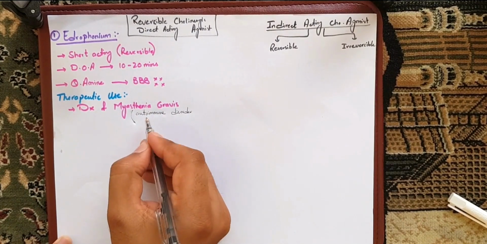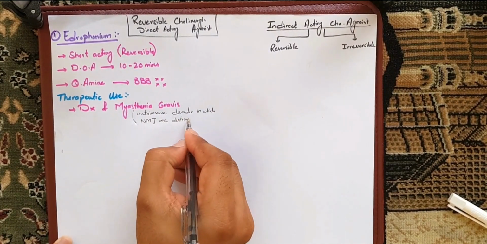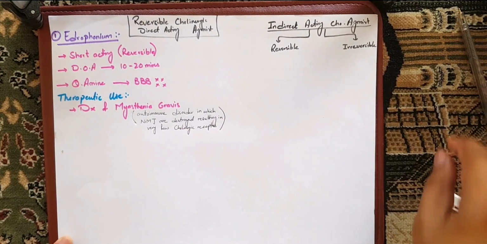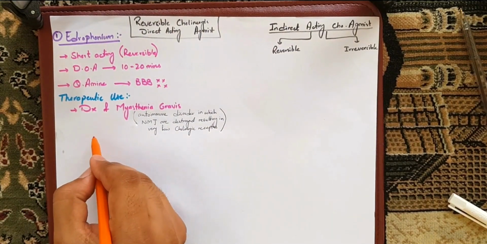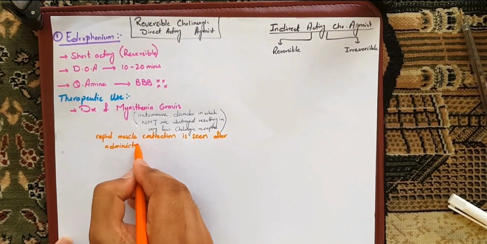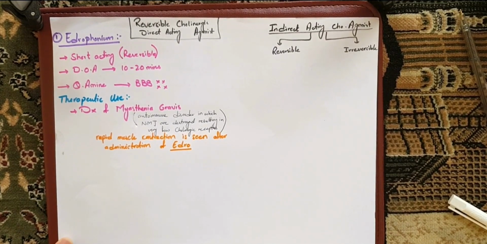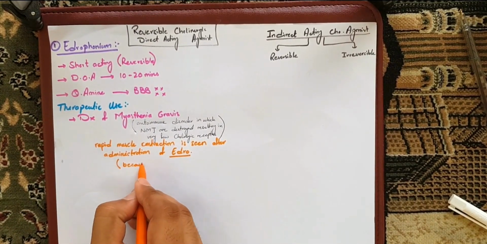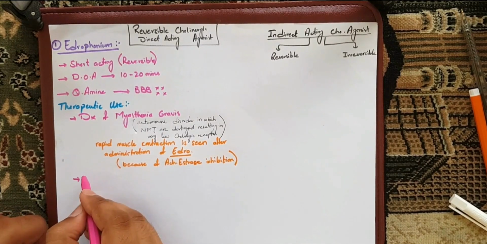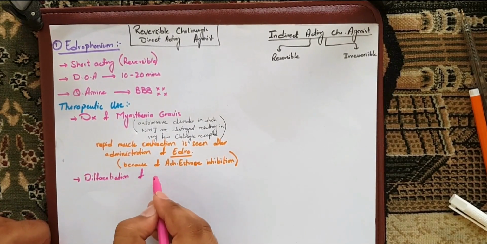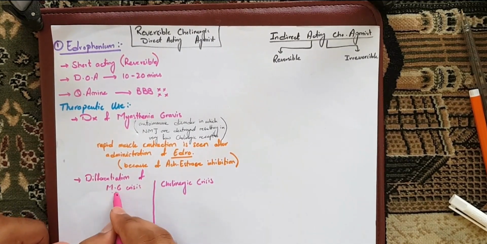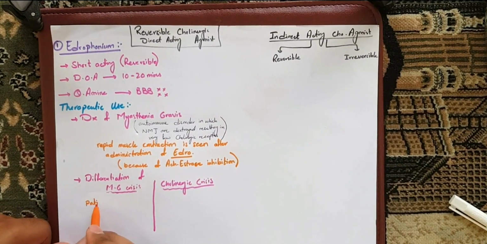For those who don't know, myasthenia gravis is an autoimmune disorder in which the neuromuscular junctions are destroyed, resulting in very low cholinergic response or activity. So for that purpose, we want to enhance the acetylcholine activity. So we inhibit the acetylcholinesterase reversibly for indefinite time, and this could be done by edrophonium. With edrophonium administration, a rapid muscle contraction is seen in the patients. So this could be used for diagnosis of myasthenia gravis, and then it could be used for the differentiation of myasthenia gravis crisis and cholinergic crisis.